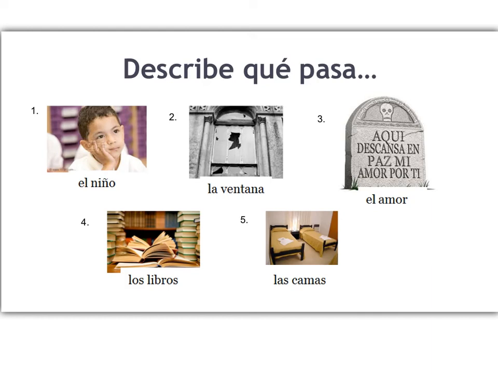I'll help you with these pictures a little bit to get you moving. Dos, the window is broken. With tres, look at what that tombstone says. Aquí descansa en paz, mi amor por ti. Here rests in peace, my love for you. So for number 3, love is dead. Triste, ¿verdad? 4, the books are open, and 5, the beds are made. So with those cues given to keep you on track, push pause and write a sentence for each one using past participles to describe what you see. Don't forget your agreements.